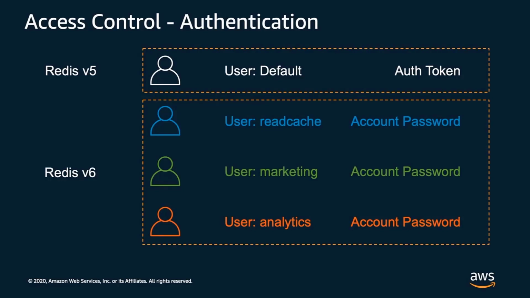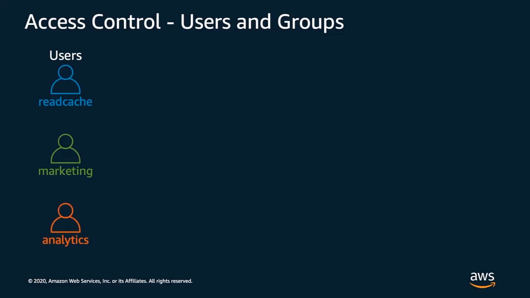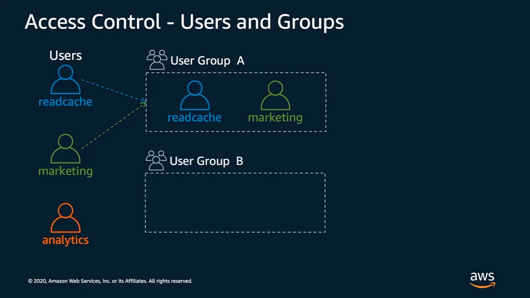We'll talk about authorization in just a few minutes, but let's see how the relationship of users, user groups, and clusters really simplifies the management of all of this. If we take those three users we just created, the read cache, marketing, and analytics users, and we also create a new user group, we'll call it Group A, we can assign specific users to that group. Here we're assigning both the read cache and marketing users to this user group. Next we create user group B. And you can see here we're adding that same marketing account to user group B, even though it's already in user group A as well. And we'll also add the analytics account into user group B as well.